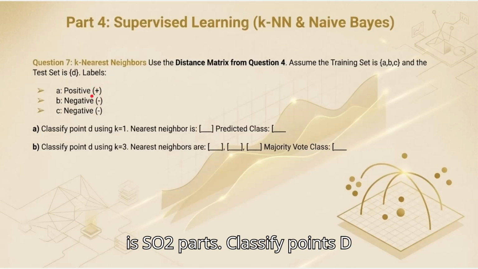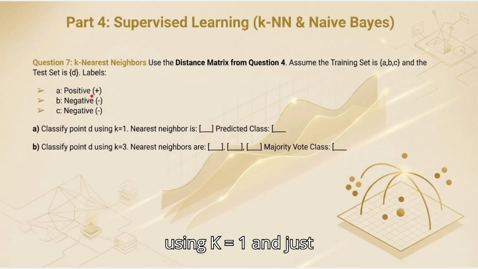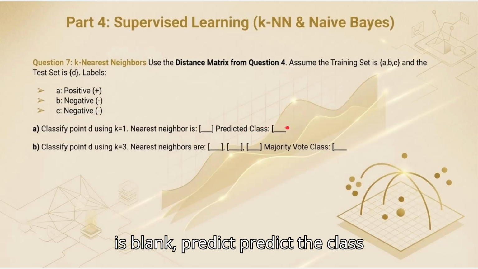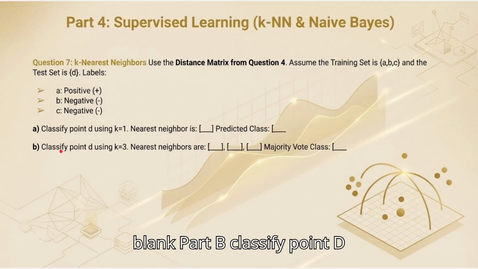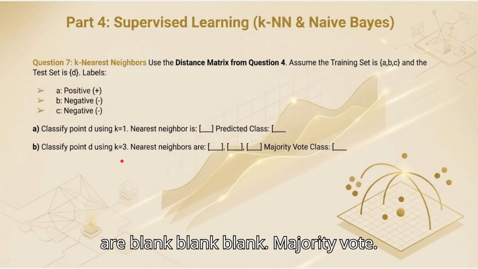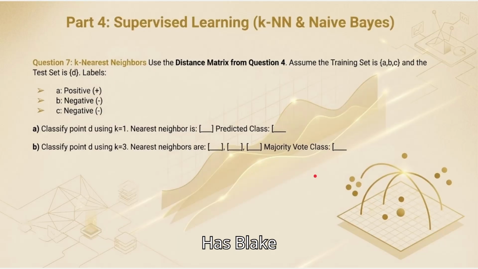Here it is. So 2 parts. Classify point D using K equals 1, and just fill in the blanks. K nearest neighbor is blank. Predict the class, blank. Part B, classify point D using K equals 3. Nearest neighbors are blank, blank, blank. Majority vote class, blank. So fill in the blanks.